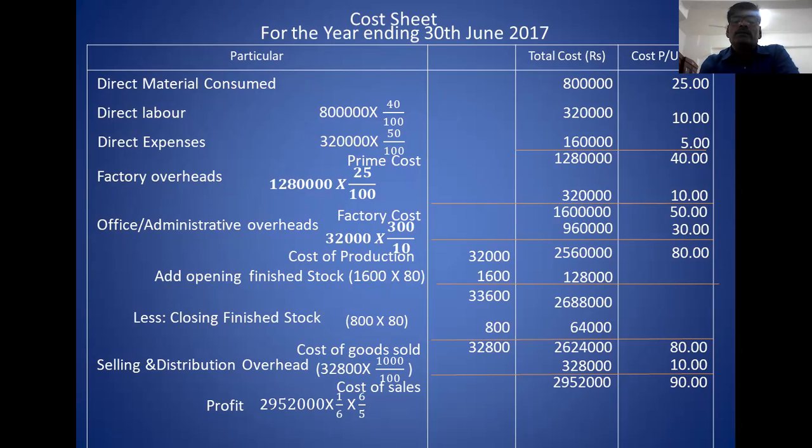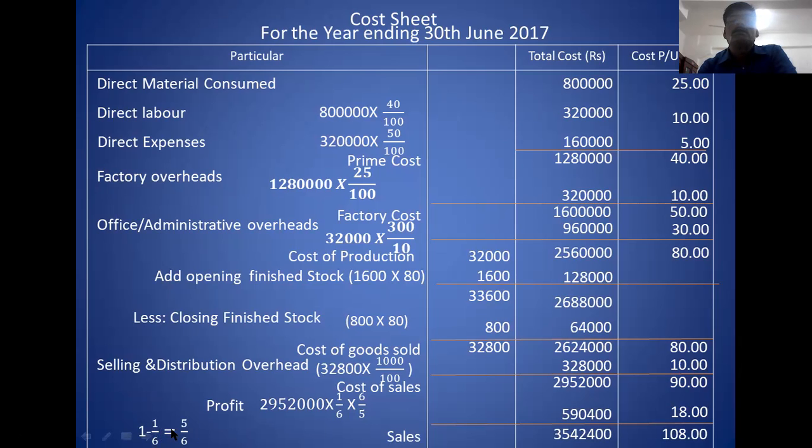Its value is 5,90,400. 18 rupees per unit. Per unit profit is 18 rupees. So sale is 35,42,400. Then selling price per unit is 108.